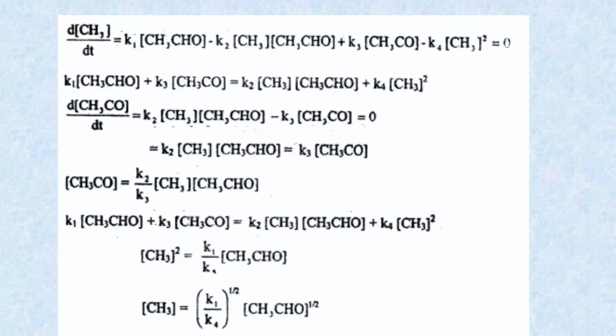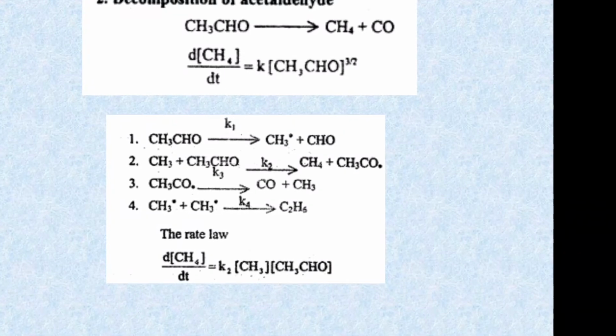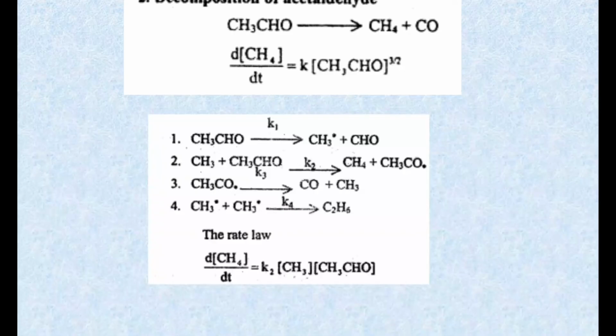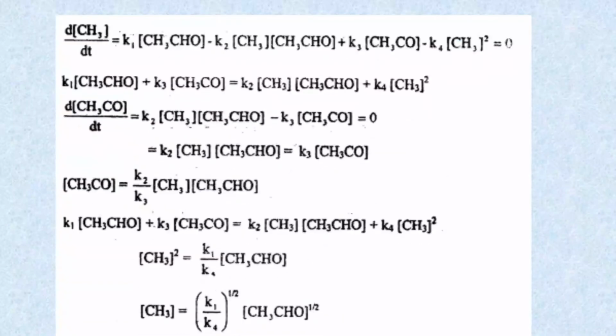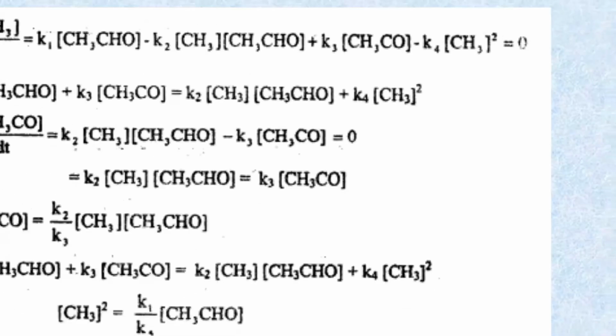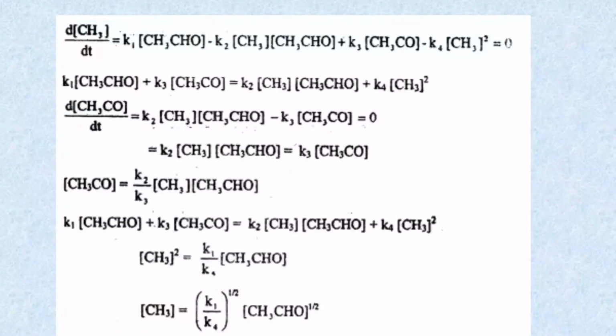Now let us apply the steady state approximation for CH3. d[CH3]/dt: in the first step it is formed, in the second step it is consumed, in the third step it is formed, and in the fourth step it is consumed. So d[CH3]/dt = k1[CH3CHO] - k2[CH3][CH3CHO] + k3[CH3CO] - k4[CH3]^2 = 0.